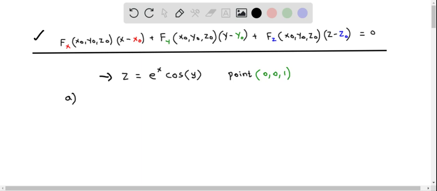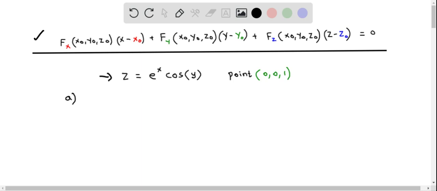So this is given by the partial derivative of f with respect to x at the point (x naught, y naught, z naught) times (x minus x naught), plus the partial derivative of f with respect to y at the point (x naught, y naught, z naught) times (y minus y naught), plus the partial derivative of f with respect to z at the point (x naught, y naught, z naught) times (z minus z naught), equals 0.